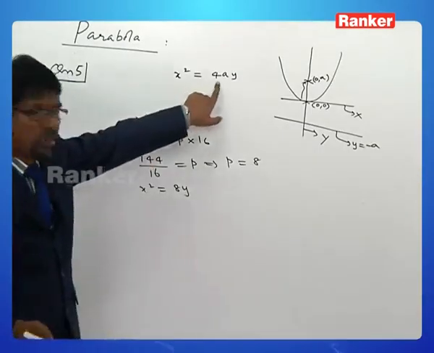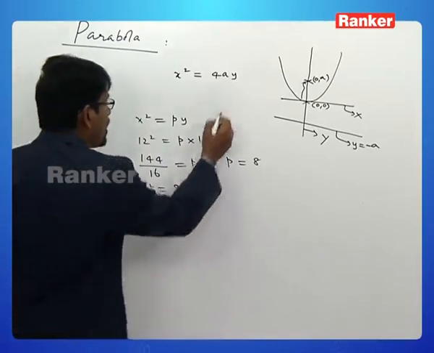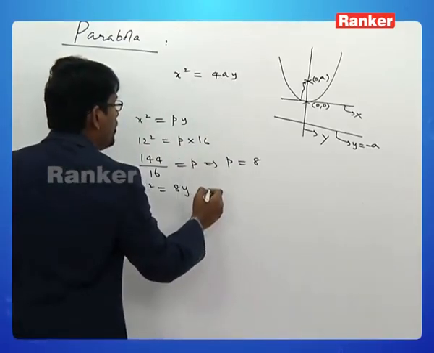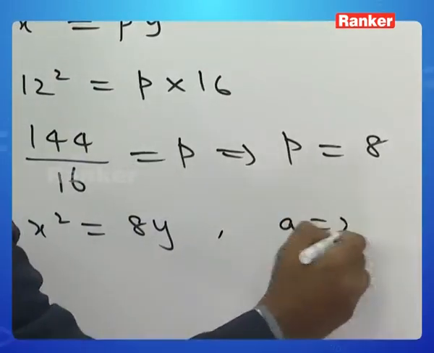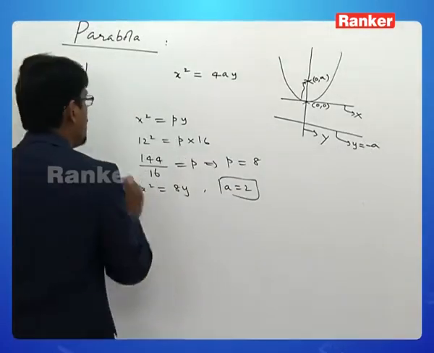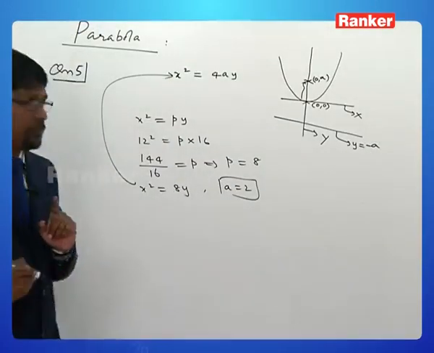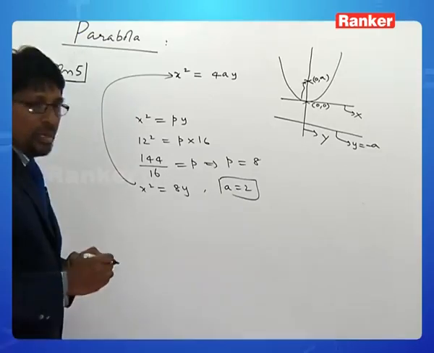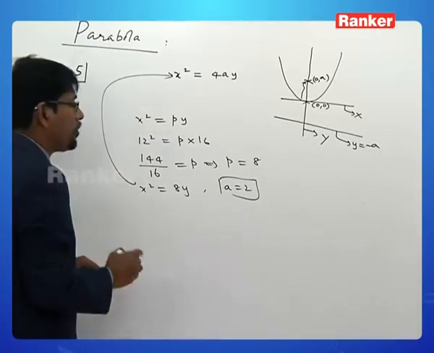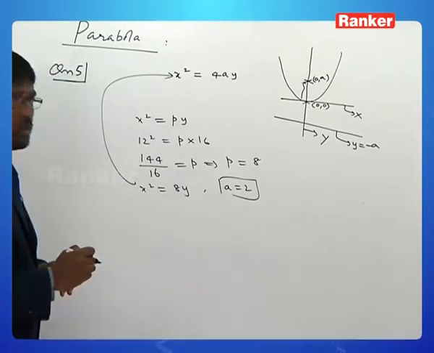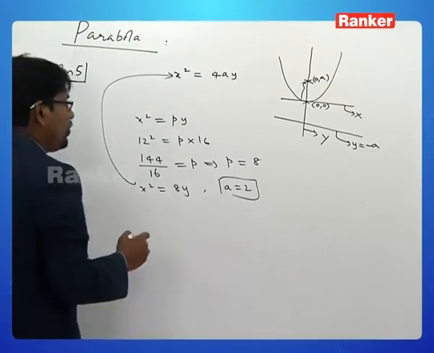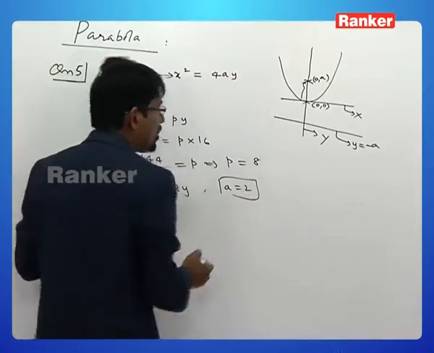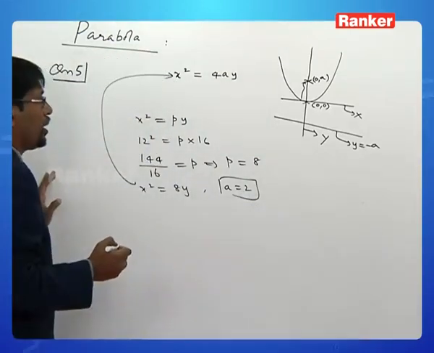Comparing with the standard form, a is equal to 2. So a is equal to 2, and (0, 2) will be the focus.